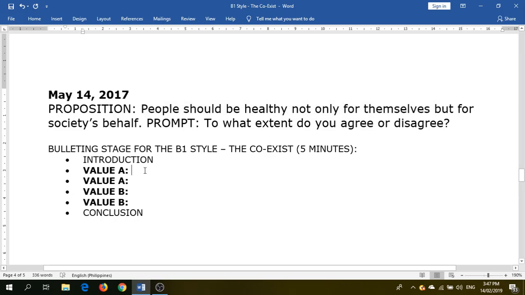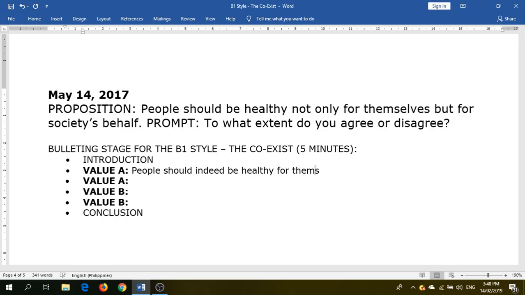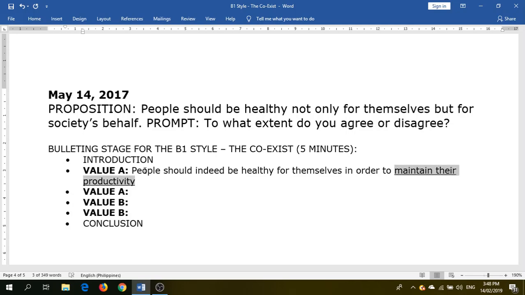And we can now say that people should indeed be healthy for themselves in order to maintain their productivity. So let me just underline the key phrase here, maintain their productivity. So in the bulleting stage, you can just write maintain their productivity, and you already know that this is really the argument that you're going to be using.